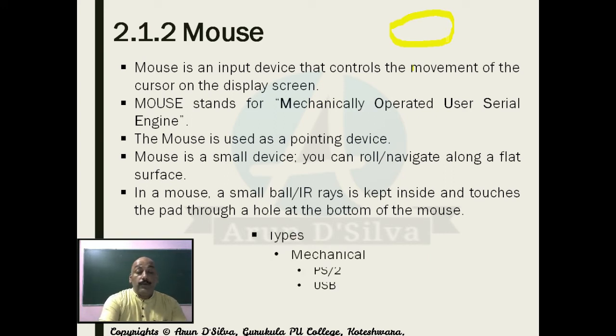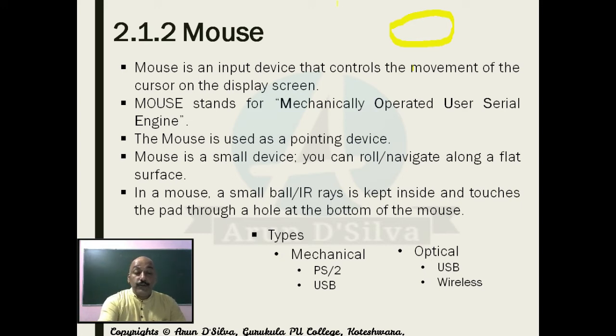Before that, let me show you the types. There are two types: one is mechanical and the other is optical. In the mechanical, we have two types: PS/2 and USB. In the optical, we have USB and wireless. What is mechanical? In mechanical, we use a ball. In optical, we use infrared. That is the only difference. Otherwise, both work with the same mechanism.